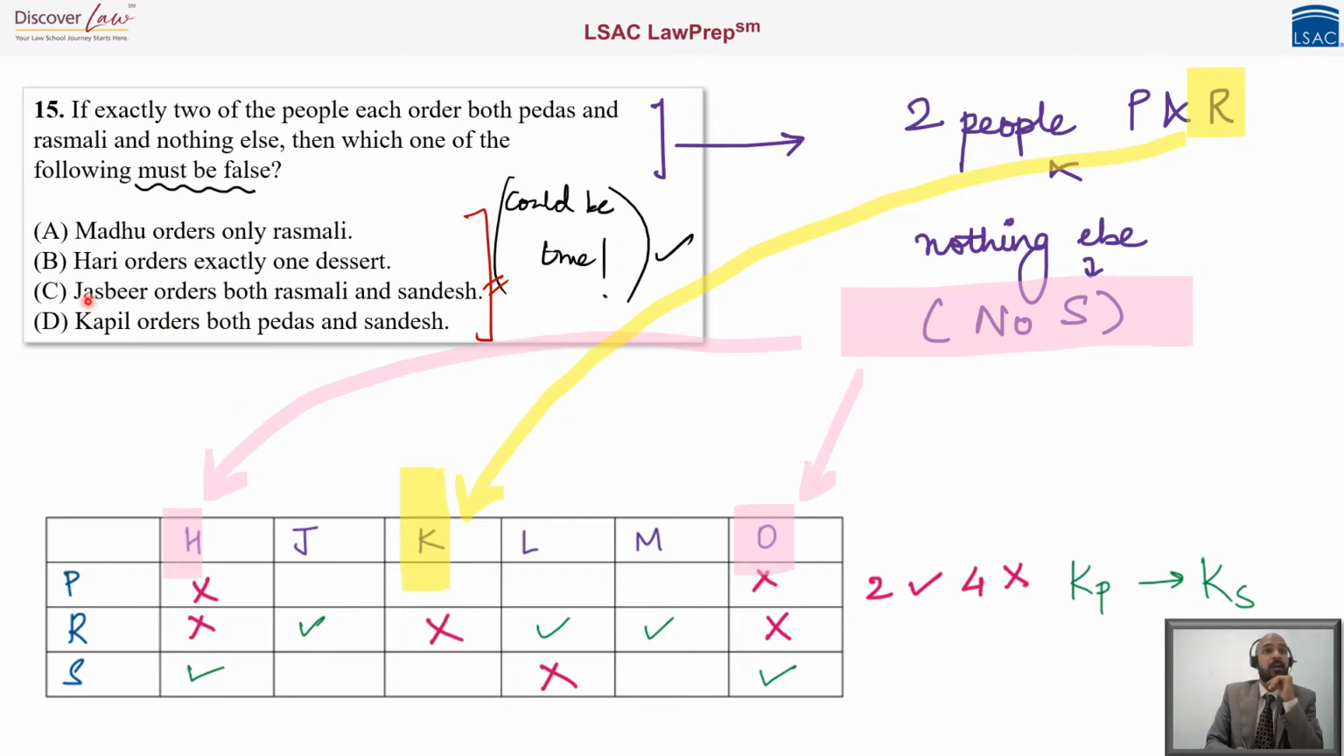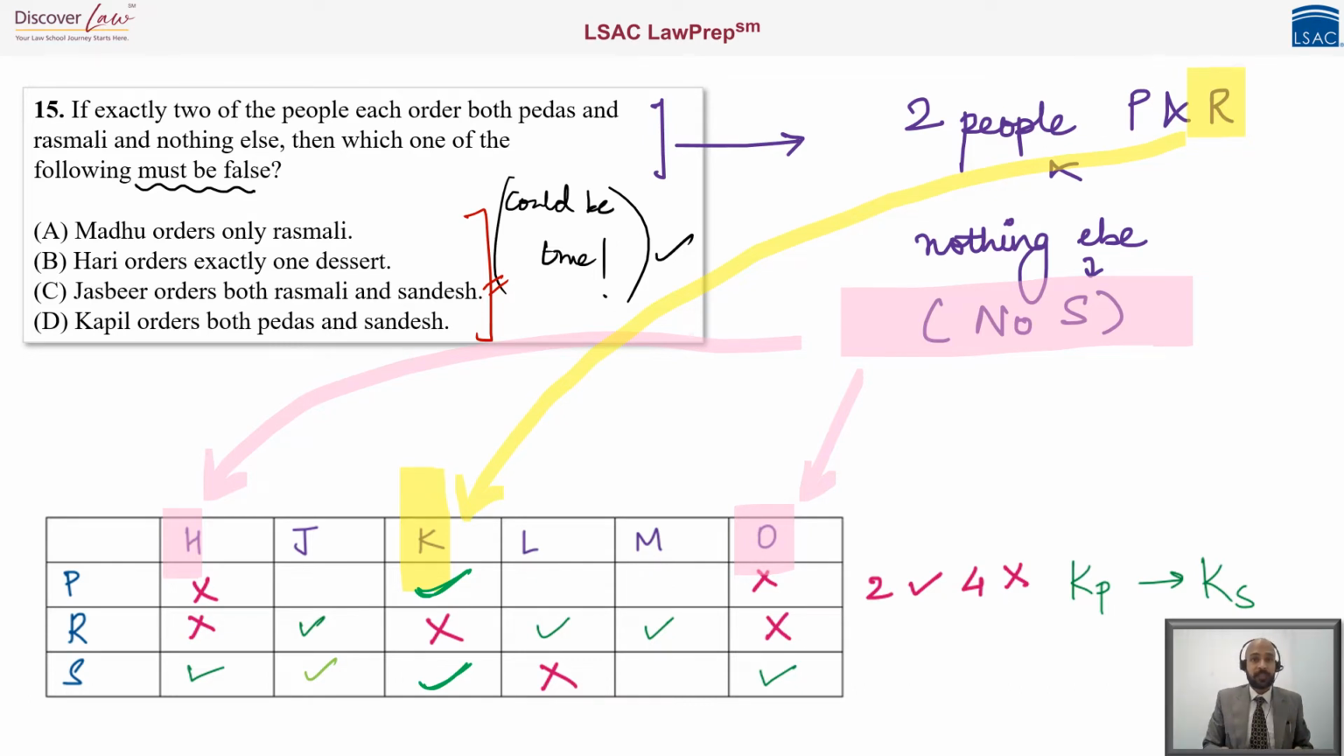Let's look at C. Jasbir orders both rasmalai and sundaes. If Jasbir is ordering both R and S, then he is definitely not one of these two people. Then those two people are L and M, and we just saw this is also possible. Now you look at the last option. It says K orders both P and S. Now what is the problem if K orders both P and S? You see, K we saw is not one of these two people, which means let's say we put K and S here. Okay, let's say we've put these. Now what is the problem?